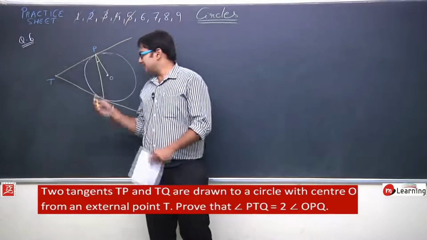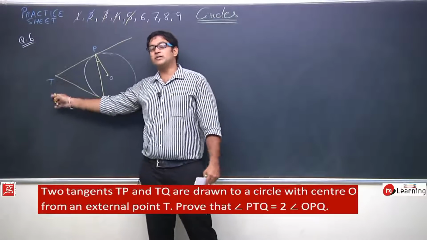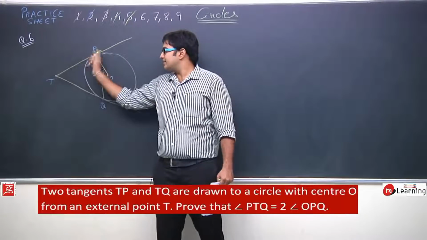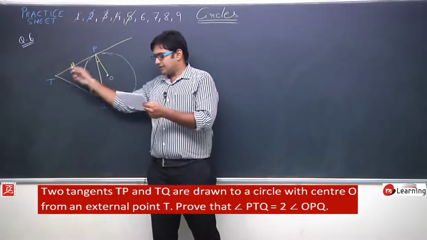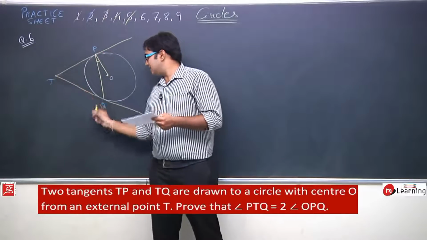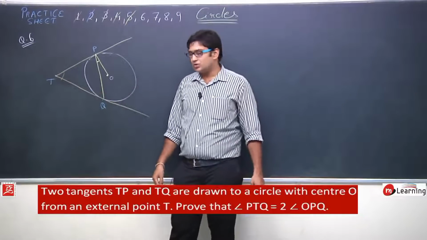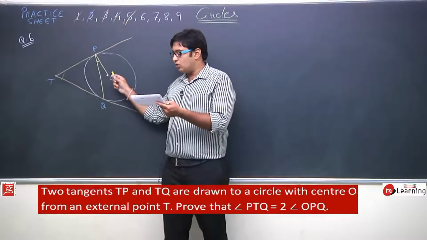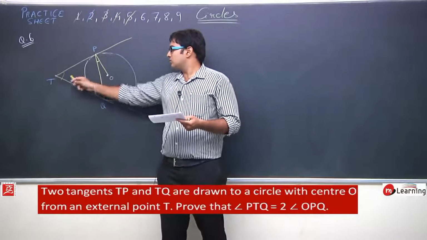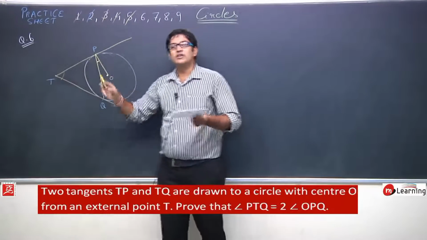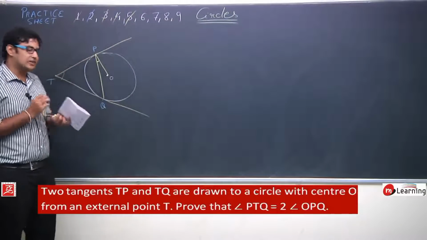It says that there is a circle with center O and T is an external point, and from this point we have drawn two tangents TP and TQ. You need to prove that angle PTQ, that is this angle PTQ, is equal to 2 times angle OPQ. This angle is OPQ. You need to prove that this angle is 2 times this angle. Okay, so before starting the proof, let us write the given condition.